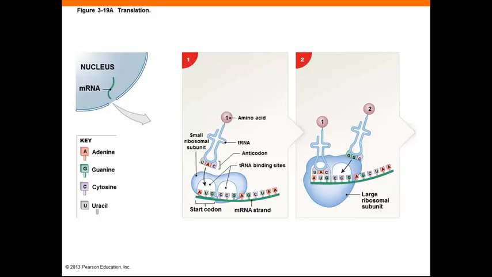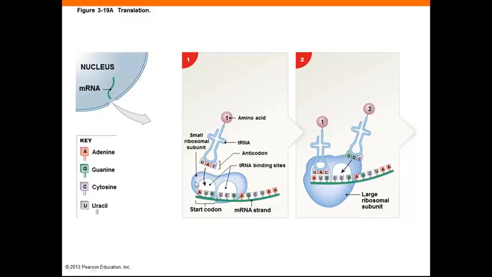So that mRNA is going to have to leave the nucleus, going out through one of those nuclear pores, leaving the nuclear envelope behind, and it's going to be looking for a small ribosomal subunit, which is what we have pictured, this big blue bubble right here. So the mRNA is going to combine with a small ribosomal subunit, and the first tRNA will bind with the start codon on the mRNA, and the start codon is always AUG.